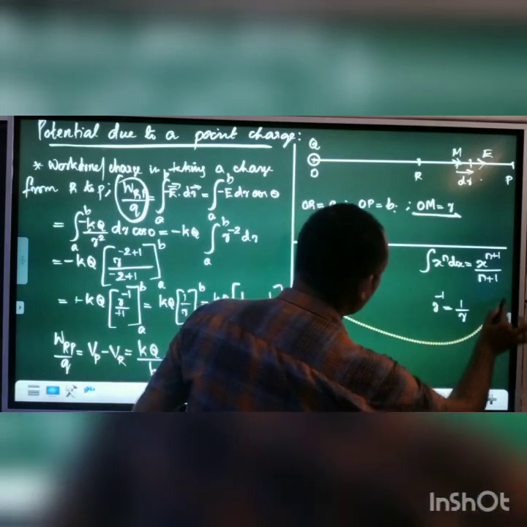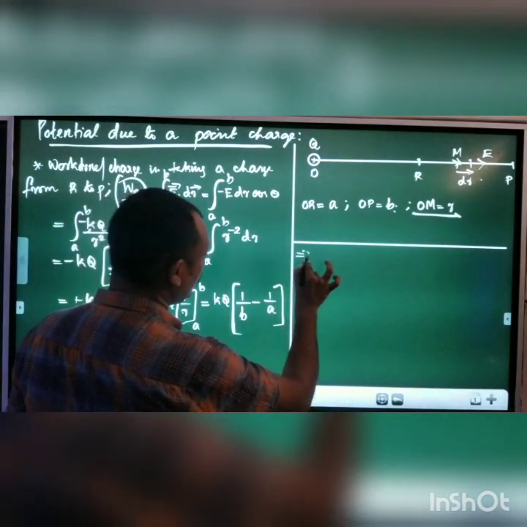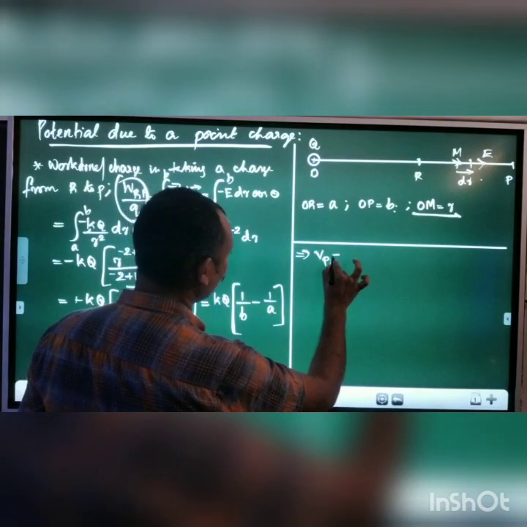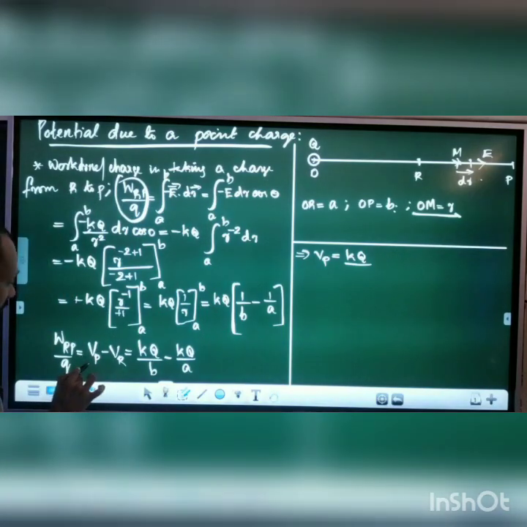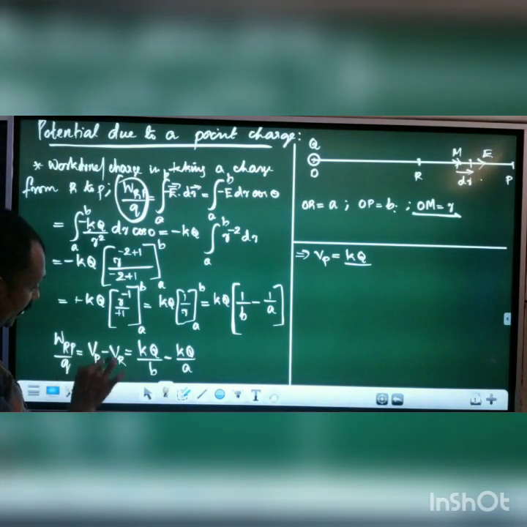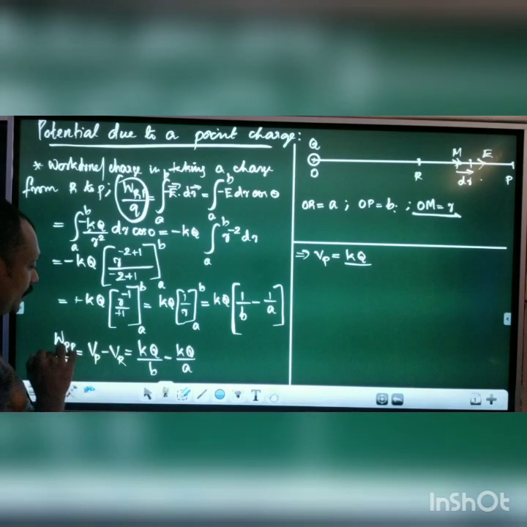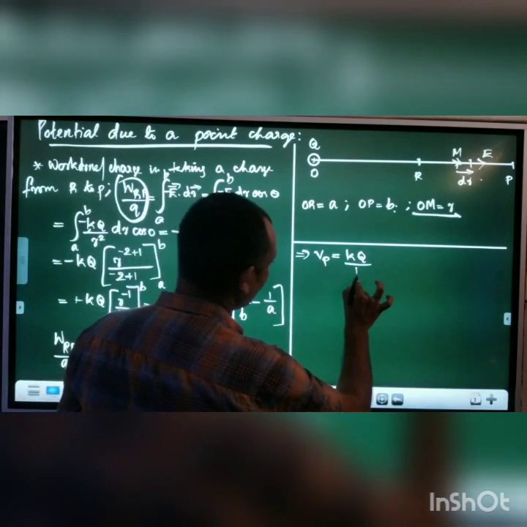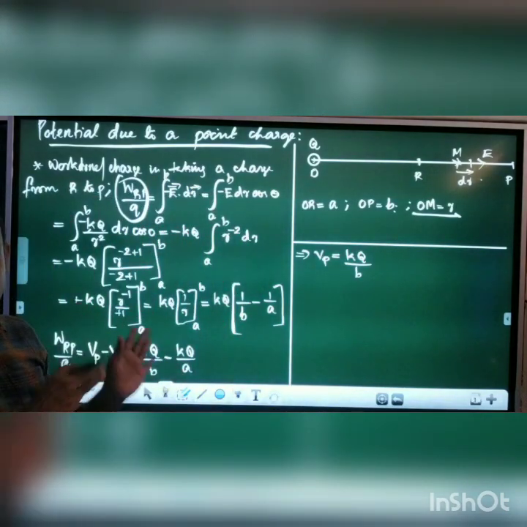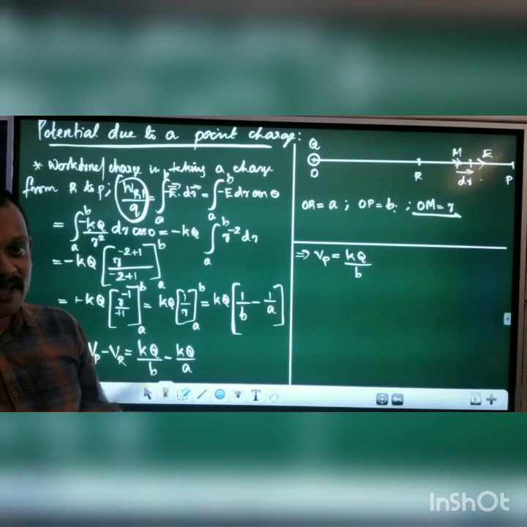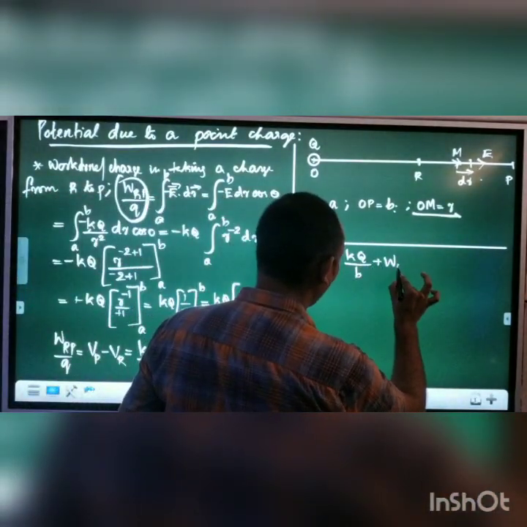Now, using this idea we can write Vp minus Vr is KQ by B minus KQ by A. So Vp is equal to KQ by B, and then, like the difference 7 minus 5 equals 4 minus 2, I will introduce a constant W0.